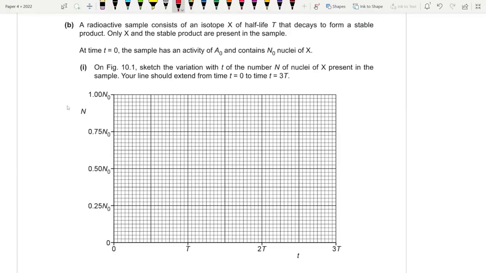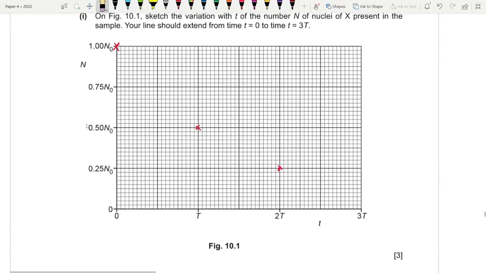Okay, so at time 0, it has 1 N naught. After one half-life, it becomes half of its initial value, which is 0.5 of X basically. X is the radioactive sample, okay? So after another half-life, it becomes half of that. Half of 0.5 is 0.25. You guys know that. Half of 0.25 is 0.125, which is over here, 0.125 N naught. Okay, so this is what the graph should look like.